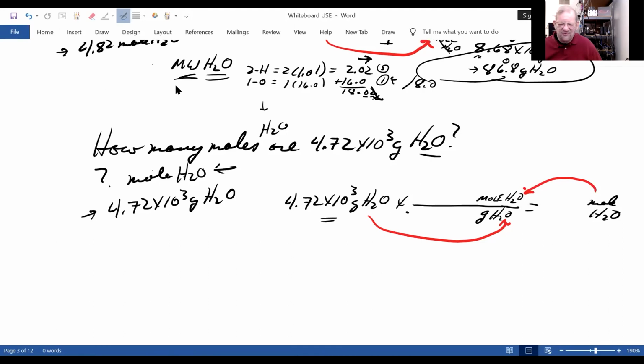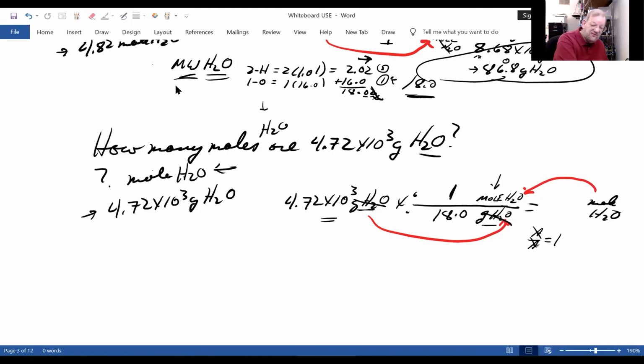And where do I get these numbers? 1 mole of a compound equals its molecular weight. And we did this earlier. Water is 18.0 grams. And that's how we do it. Well, let's find out if we did it right. Do our units cancel out? We have grams of water divided by grams of water, and anything divided by itself equals 1. So they cancel out, and I'm left with the right units.